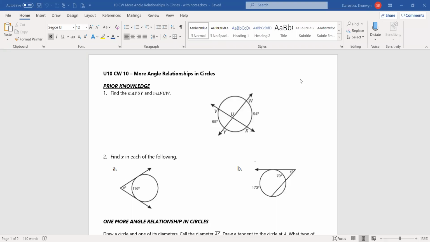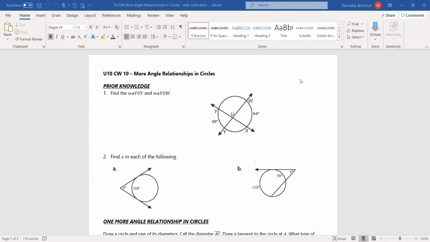Good morning, Unit 10, Classwork 10. More on angle relationships in circles. So we're talking about angles here this week and for our quiz on Friday. Next week, we're going to talk about segment lengths. But for now, we're just in the realm of angles. So let's go to some prior knowledge.